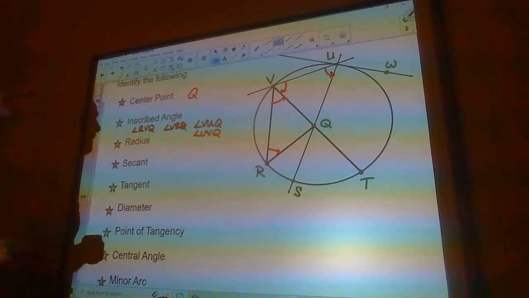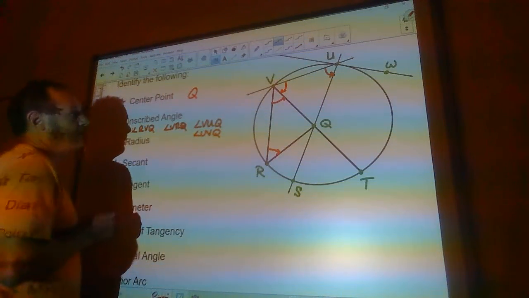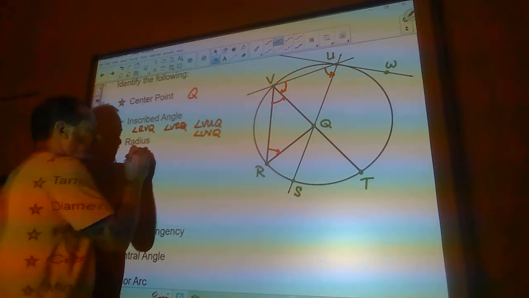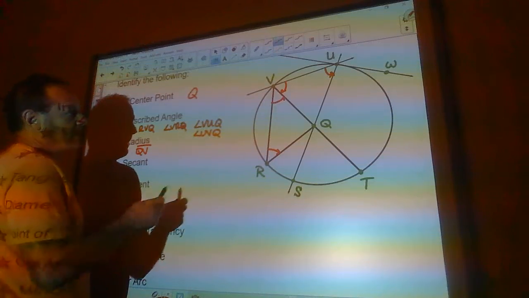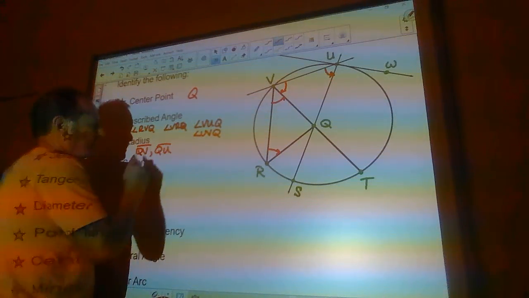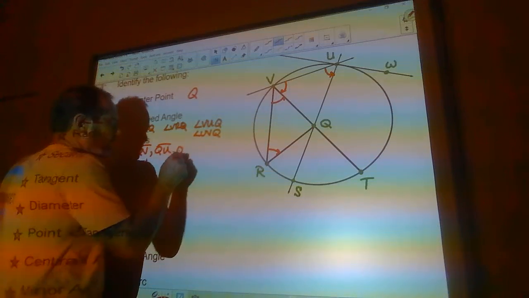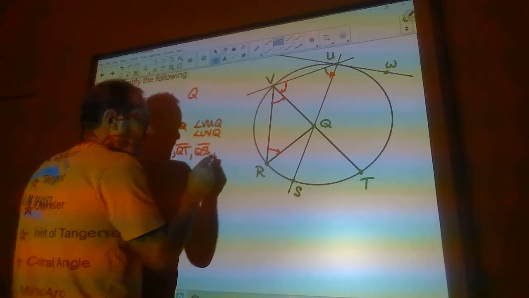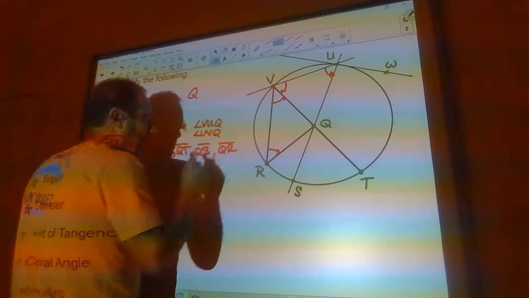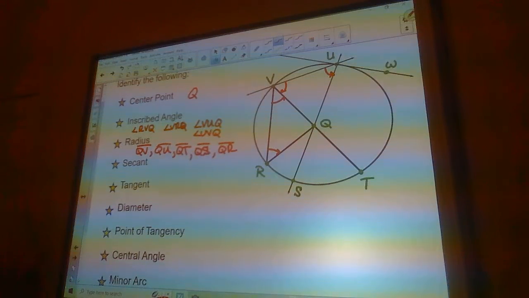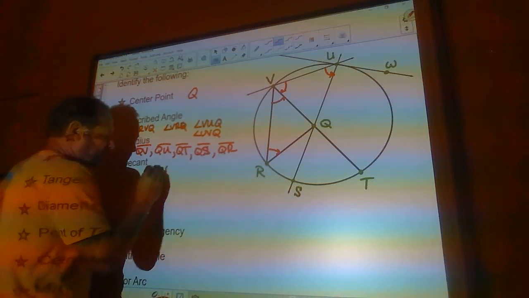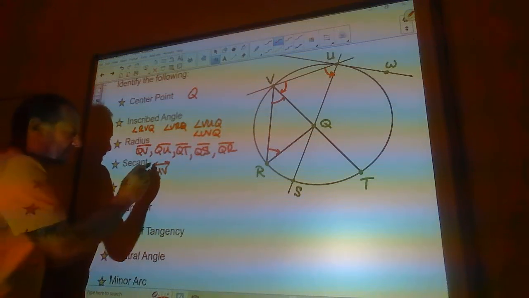Okay, find a radius. Well, there's several radii on here. One of them would be VQ, or we'll call it QV. How about QU would be another one. QT would be another one. QS would be another one. And QR, I believe, is the last one. So any one of those five. A secant. There's only one secant on here, and that is line UV. Of course, I put the little line sign above it.